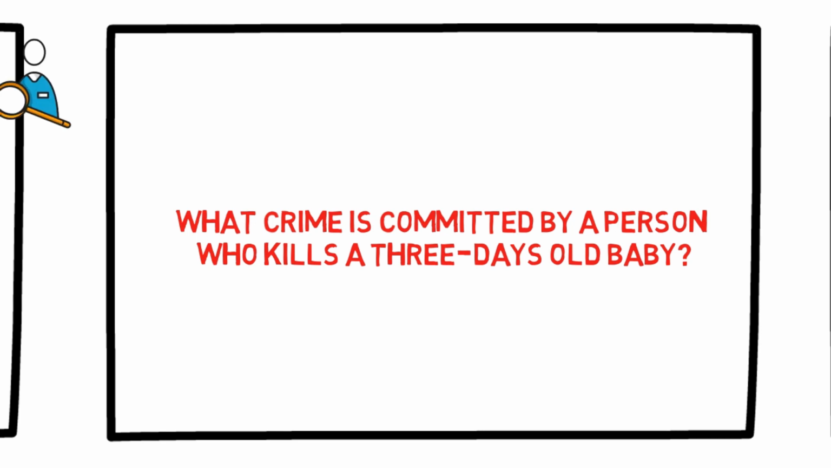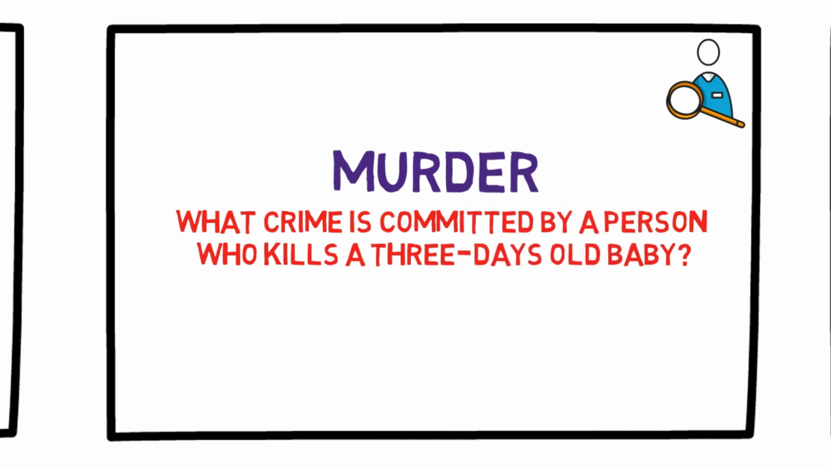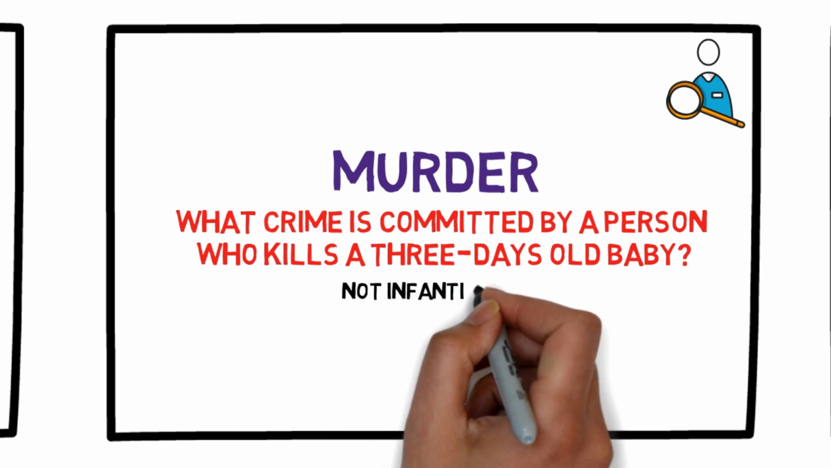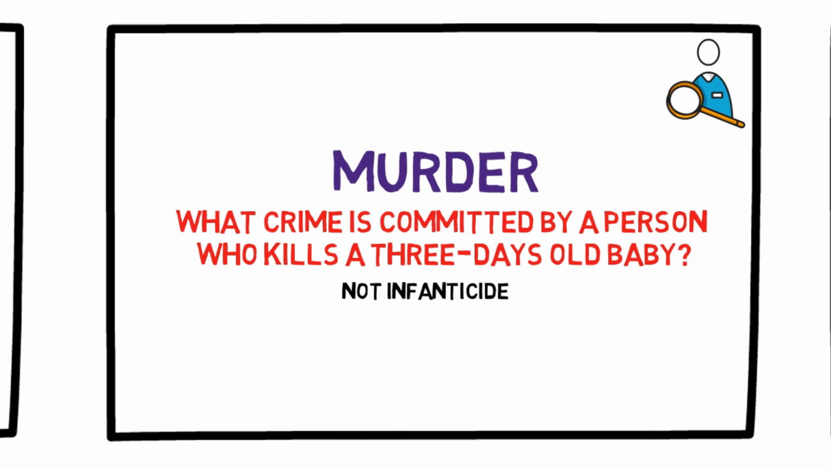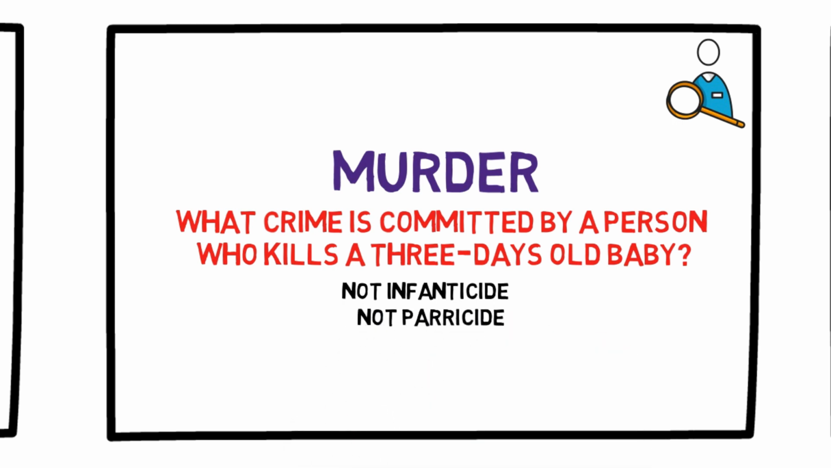Now we go back to the question, what crime is committed by a person who kills a 3-day-old baby? The answer is murder and not infanticide, parricide, or homicide. It is not infanticide because the age of the child when killed is not less than 3 days. It is not parricide because the problem is silent as to what is the relationship of the killer or accused to the victim.